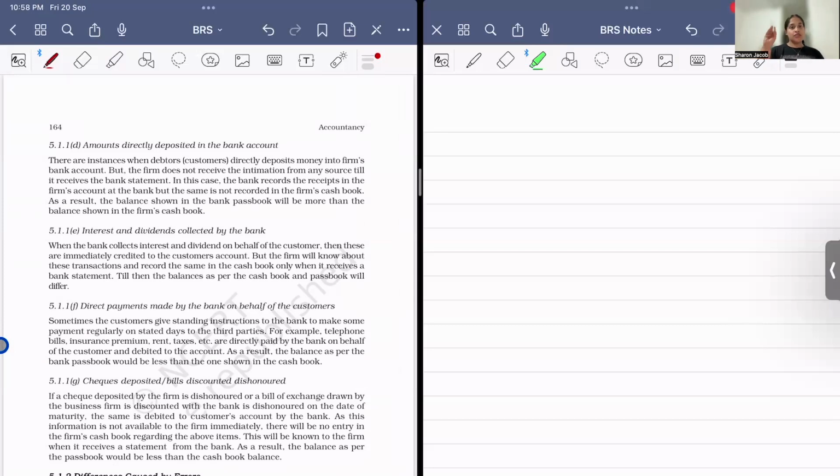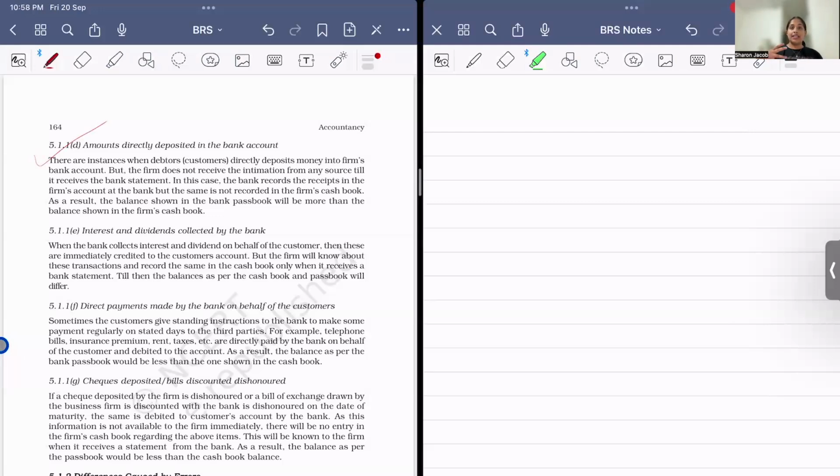So bank account balance is going to go up, but cash book remains there. The moment we come to know that someone has deposited money in a bank account, we will adjust it. So that timing difference is there. Now, what if there are interest and dividends collected by the bank?